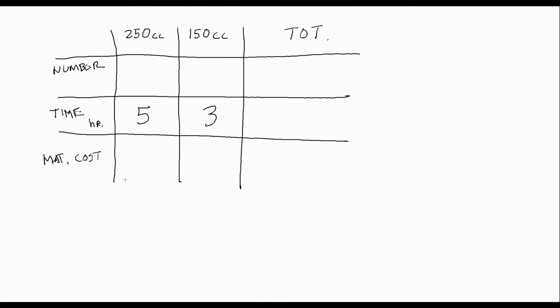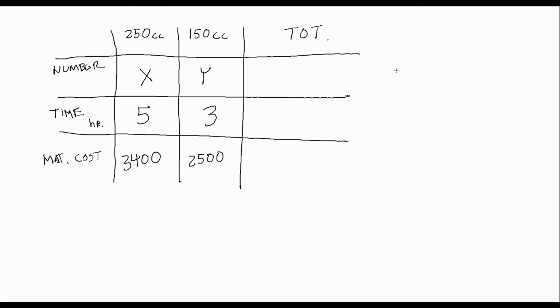And then for material costs, for the 250s, it's just $3,400. And for the 150s, we have $2,500. Okay. And we're trying to find some information. So the first thing that we need to do is to assign some variables for what we're looking for so that we can turn this into mathematics. I'm going to use X for the number of 250s and Y for the number of 150s.